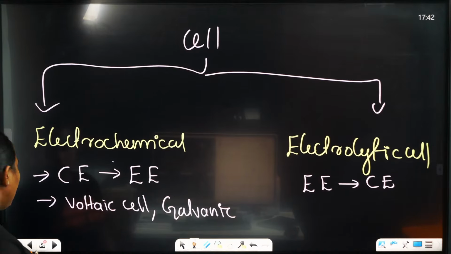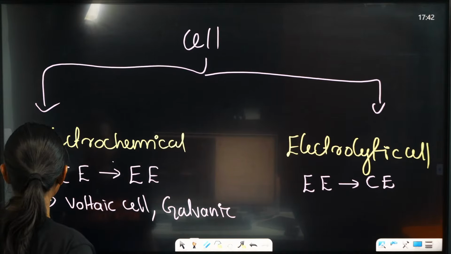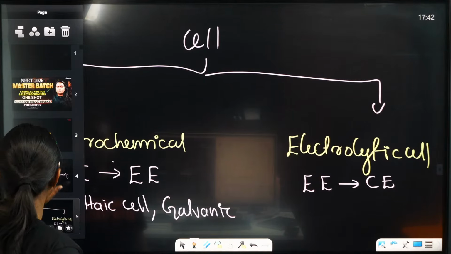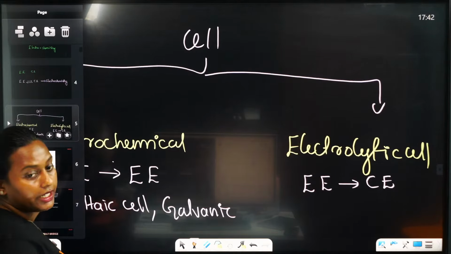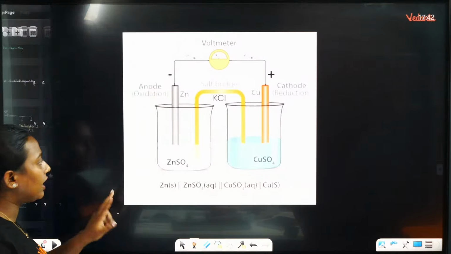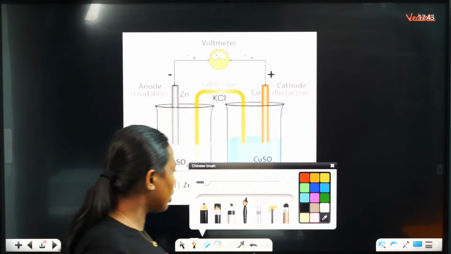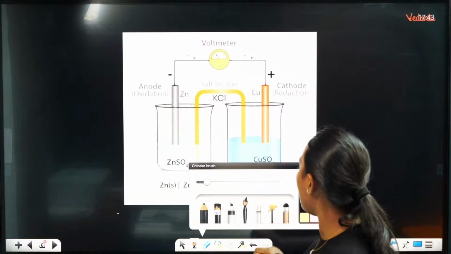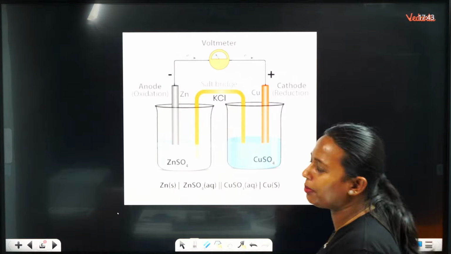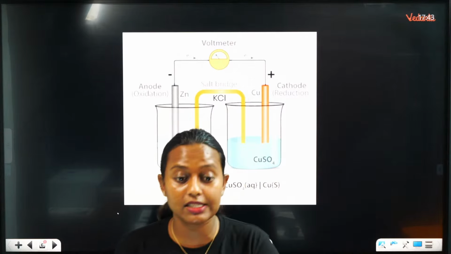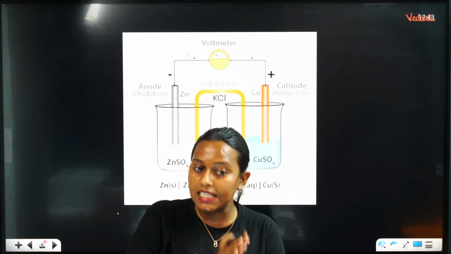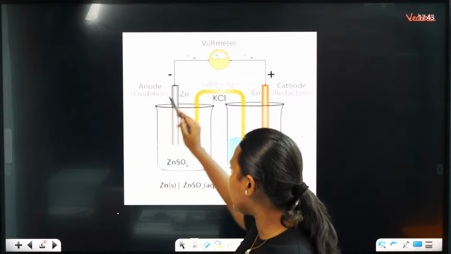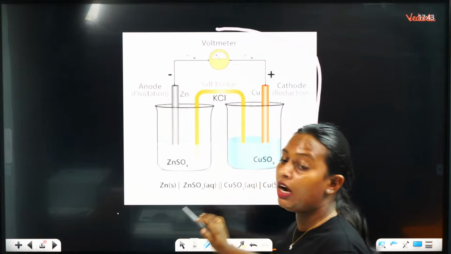The example of a voltaic or galvanic cell is the Daniell cell. This is the structure, how the setup of a galvanic cell looks. So the example of a voltaic or galvanic cell is the Daniell cell, and this is the setup of the Daniell cell.